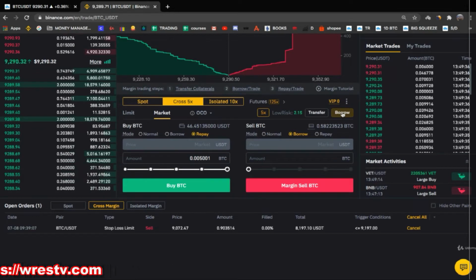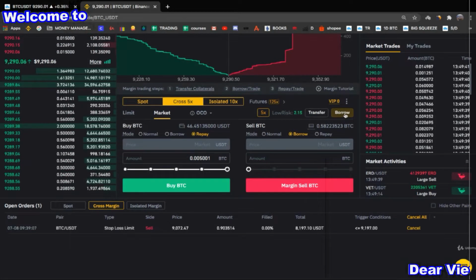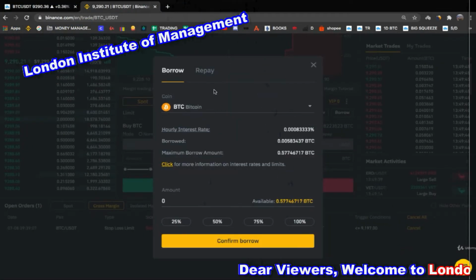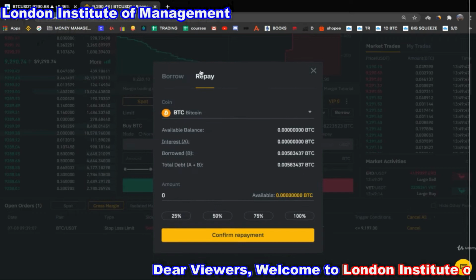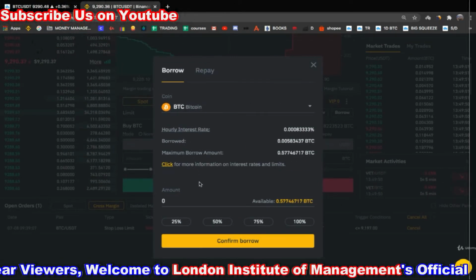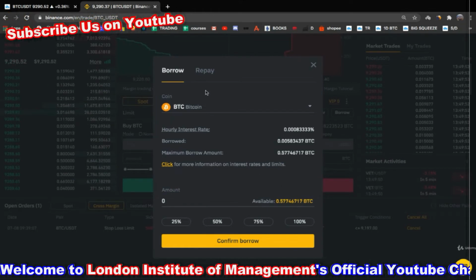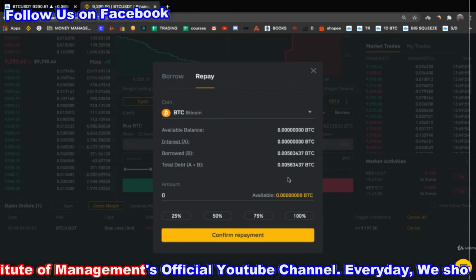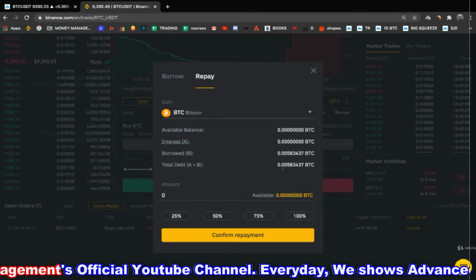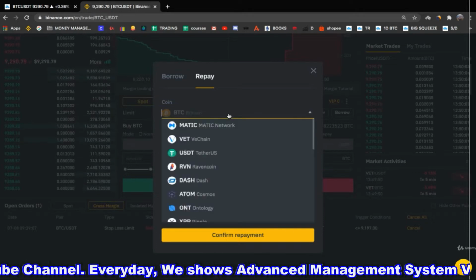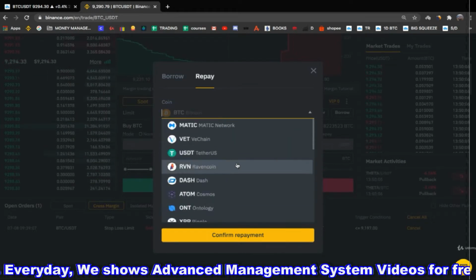When you want to see what you basically borrowed and how much you have to repay, you can come right here and see, for example, to borrow, right? If you want to borrow, you can borrow from here as well. But to see how much you have to repay, you have to come back here. So as you can see, our total debt is this one. So this is how much we have to repay, right? And here you can pick any coin.